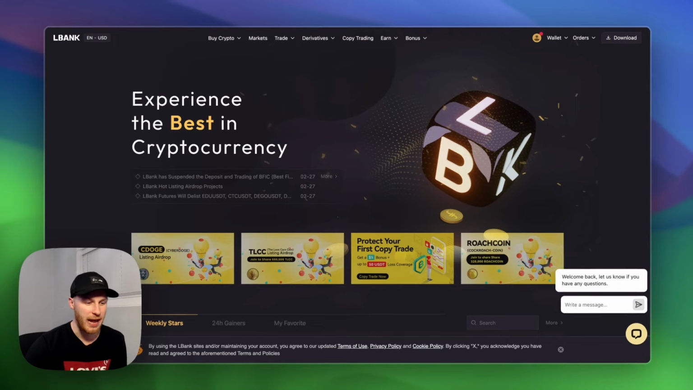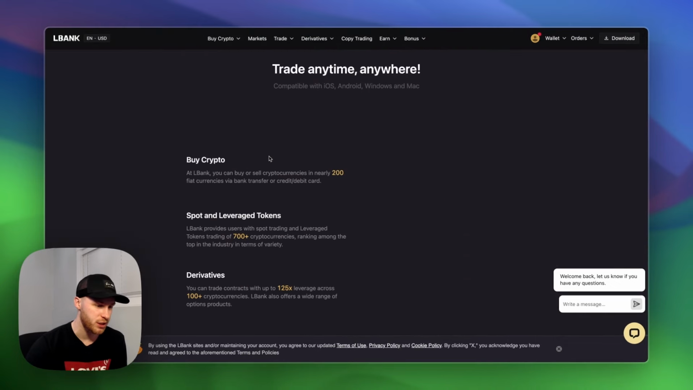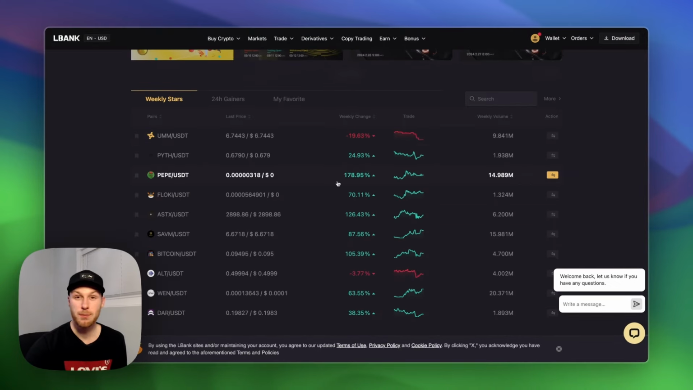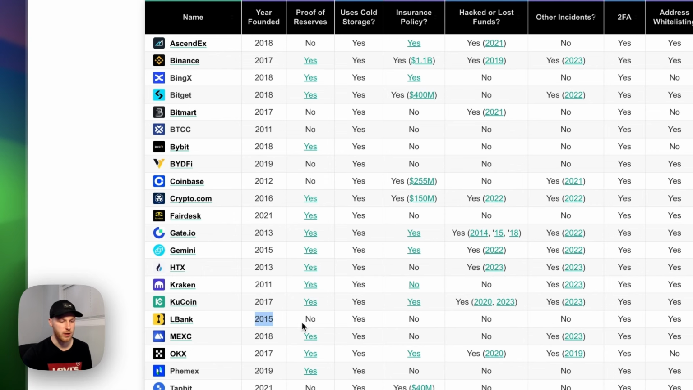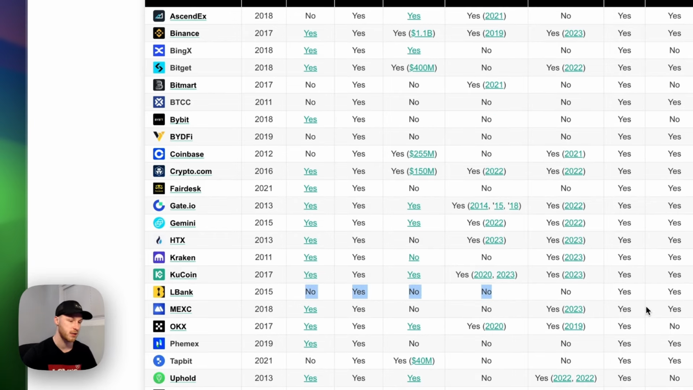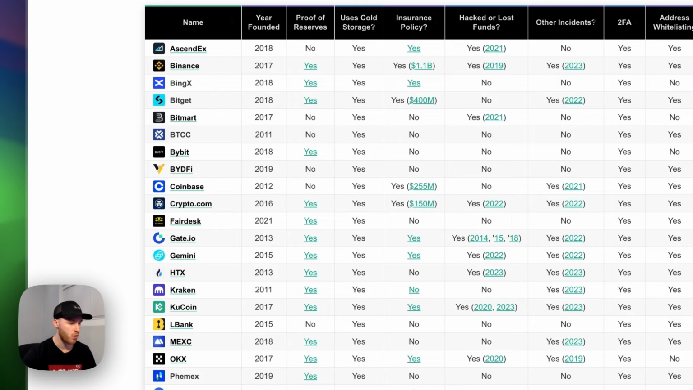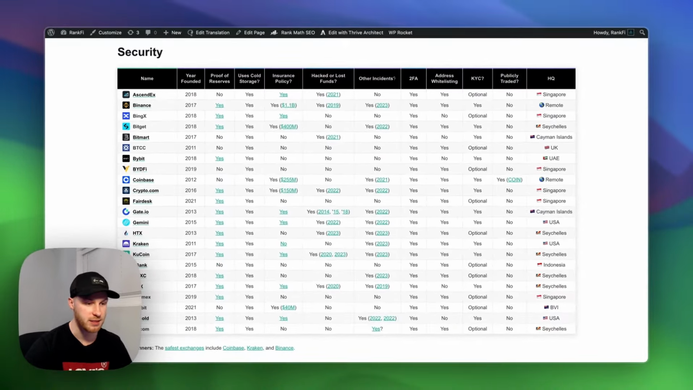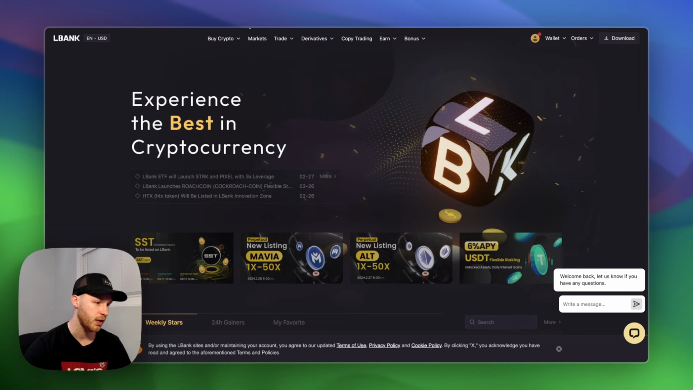Now, what I don't like about LBank is they don't have much information about their security. They don't have a proof of reserves either, but they have never had any hacks or incidents, and they've been operating since 2015, so they do have a good track record. I would just like to see a little bit more information on their website about the security. But other than that, there are no red flags, and I've been using this platform on the side as well, and I really like the user interface.